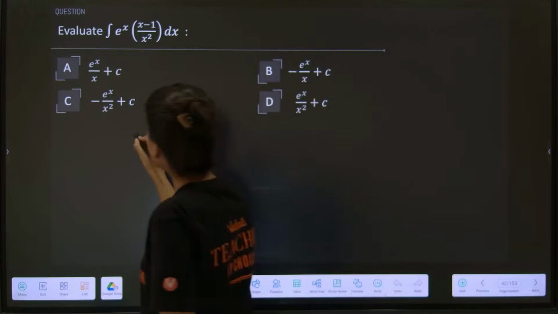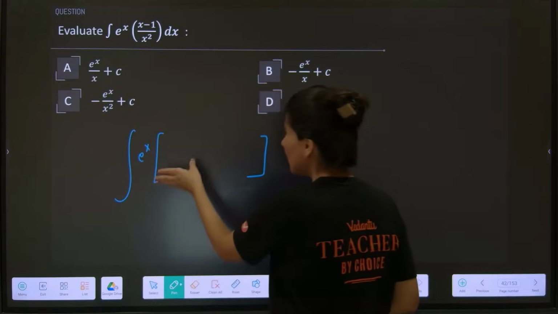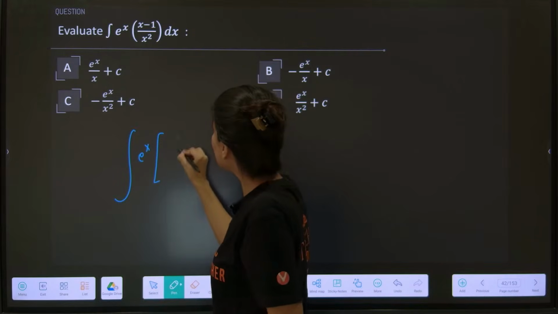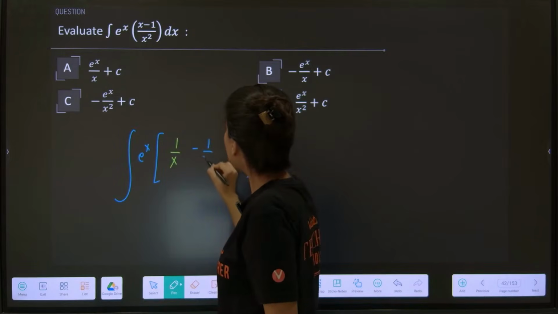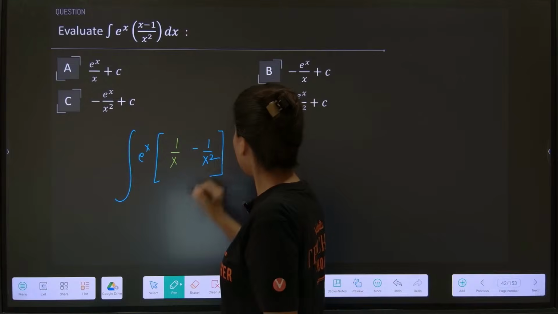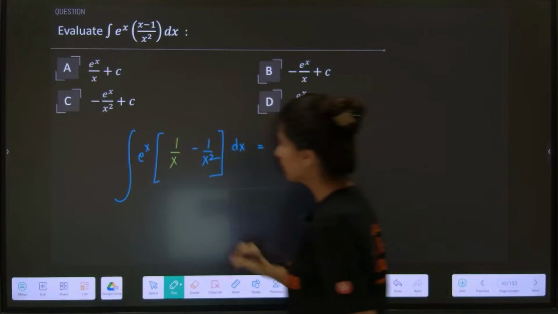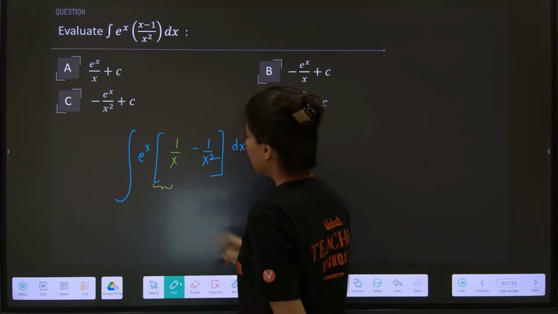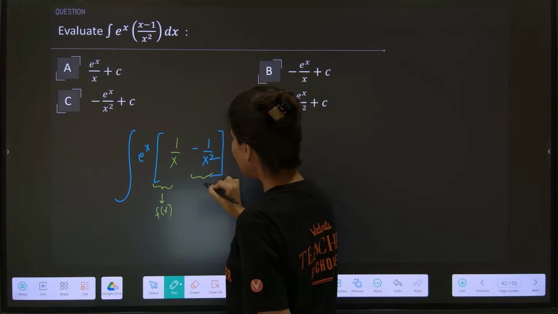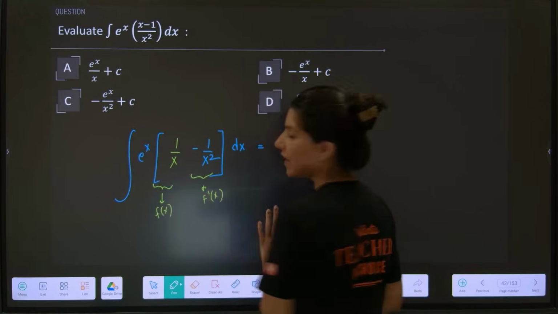E power x is already there, so I am just looking inside the bracket for a function and its differentiation. Let's separate it: 1 by x minus 1 upon x square, dx. If this is your f(x), if you differentiate it, with the negative sign you are getting f dash x. So yes, e power x f(x) plus f dash x, we are getting.